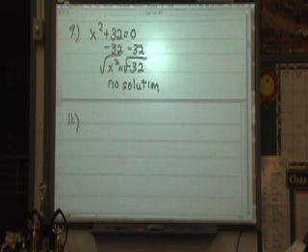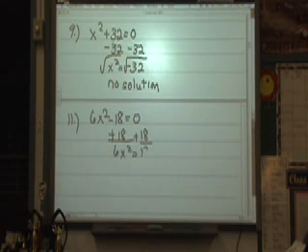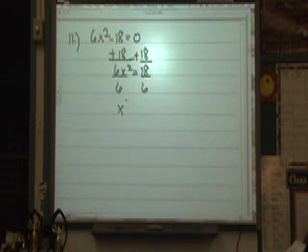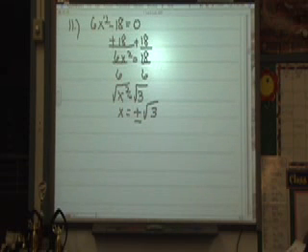Number 11, 6x squared minus 18 equals 0. Isolate the perfect square, add 18. We have 6x squared equals 18. Divide by 6. X squared equals 3. Take the square root of both sides. X equals positive and negative radical 3. And 3 cannot be simplified under the radical.